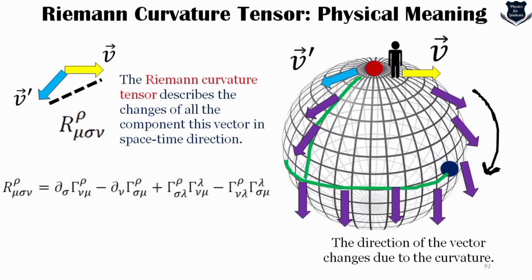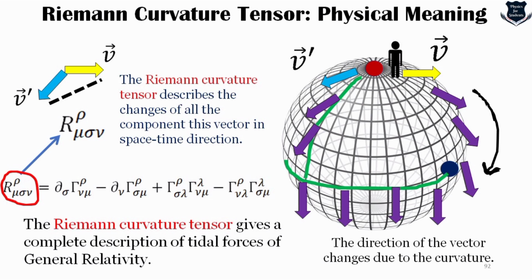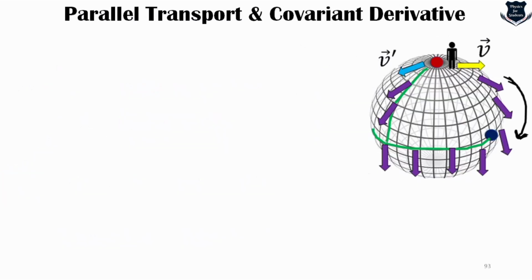So this is the curvature tensor again defined, and this is what it shows. It also gives a complete description of the tidal forces of general relativity, which is also related to stretching, as you know. So this is, I would say, not specific to the Riemann curvature tensor. It's a kind of an analogy: after parallel transporting, how the original vector and the transported vector change, up to what degree, is measured.